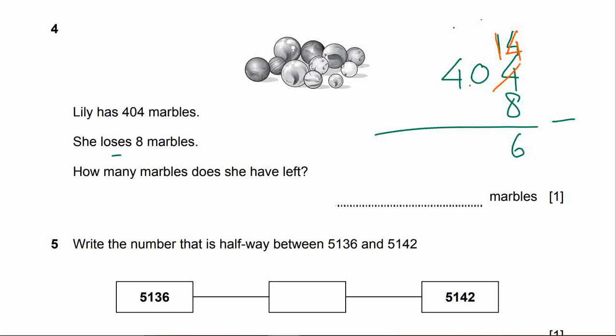So borrow from here, it becomes 9. 0, when we borrow, becomes 9. And this one borrows because it's 0. Borrow 1 to get 10, and then 10 becomes 9. This will be 3. So the first is 4.